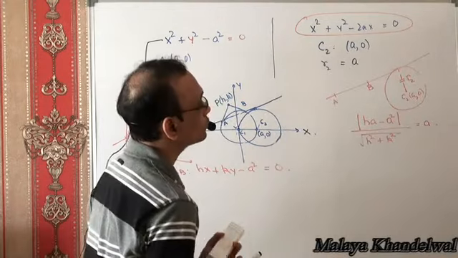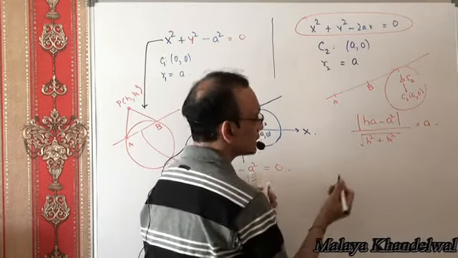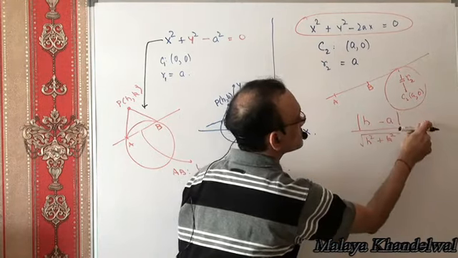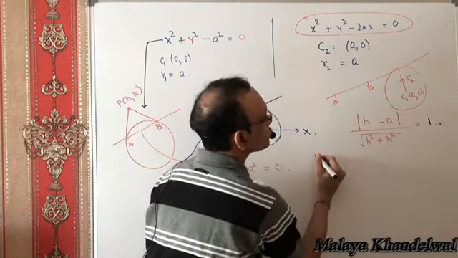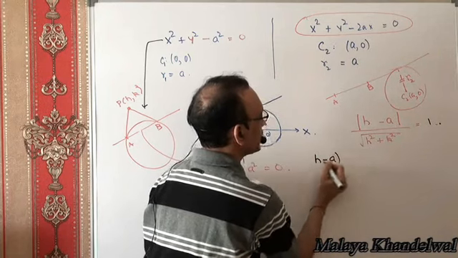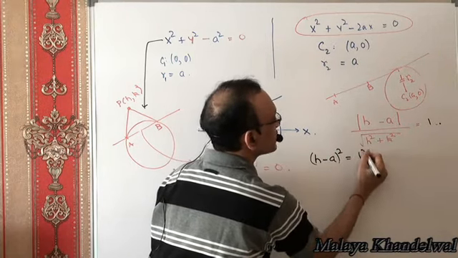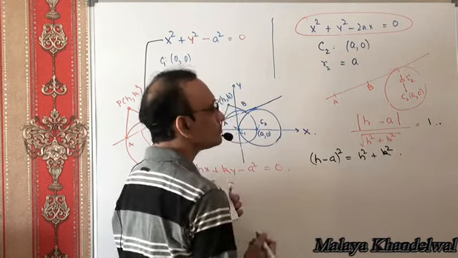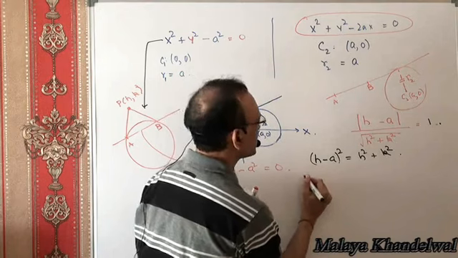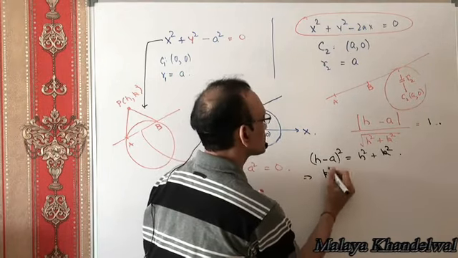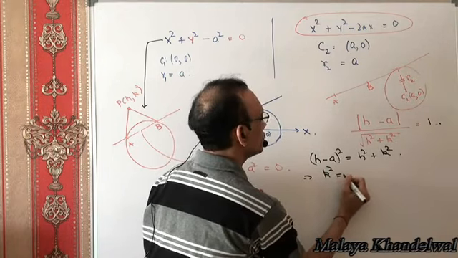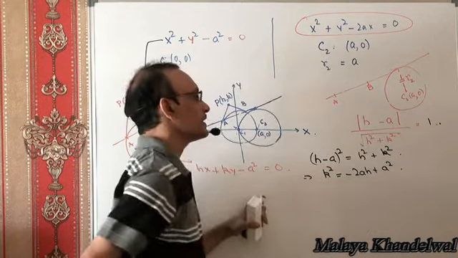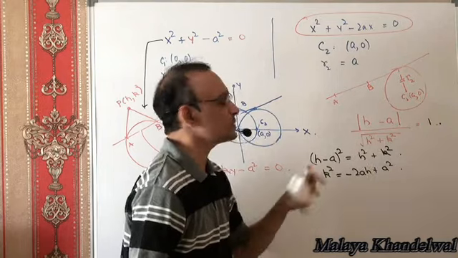And now I can simplify matters. So the a can be canceled, and squaring, I get (h minus a) whole squared equals h squared plus k squared. h squared gets canceled with h squared. Then I have k squared equal to minus 2ah plus a squared.